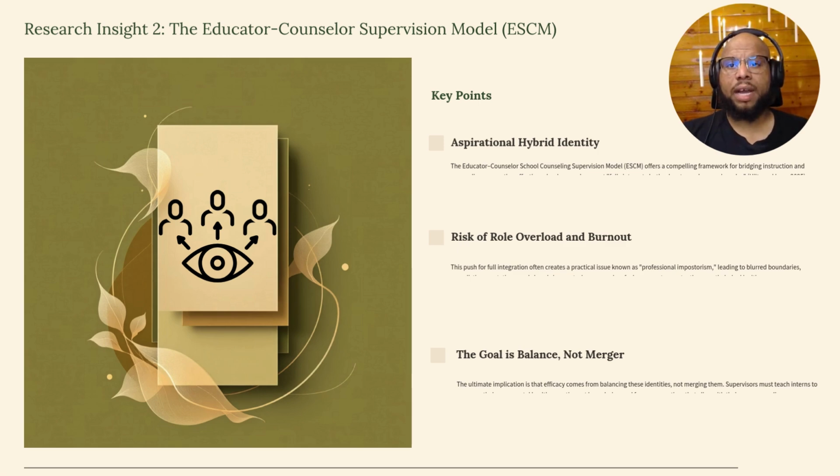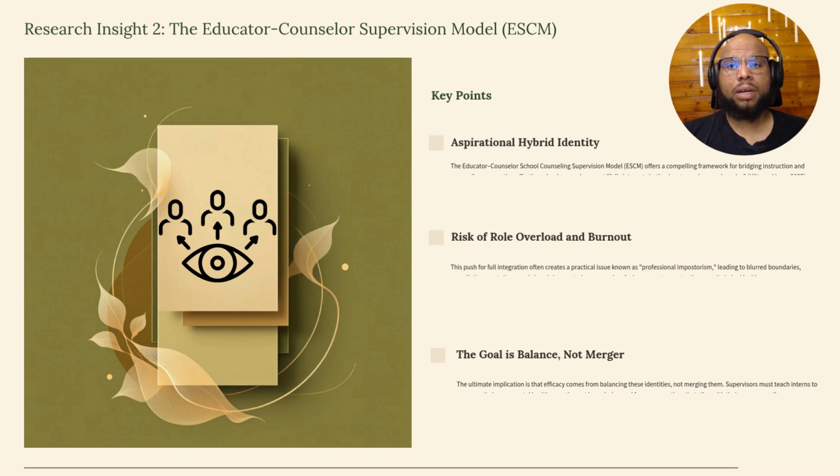While Hilt and Levi's 2025 Educator, Counselor, School Counseling Supervision Model offers a compelling framework for bridging the instructional and counseling, it also raises an important question about role overload and professional identity. This model assumes that effective school counselors must fully integrate both roles, a vision that sounds aspirational but may not be sustainable. In reality, many school counselors experience what could be described as professional imposterism, feeling pressure to constantly prove their legitimacy within the educational hierarchy. This pressure can lead to blurred boundaries, unrealistic expectations, and chronic burnout.